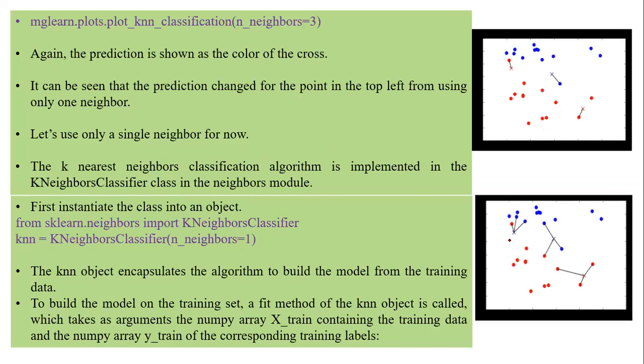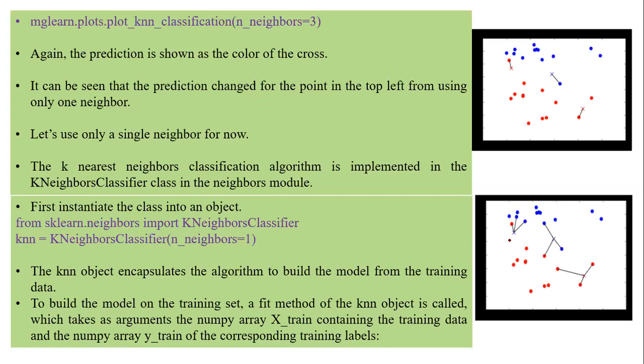So what does this mean? It can be seen that the prediction changed for the points in the top left corner using only one neighbor. And let's use only a single neighbor for now. The k-nearest neighbors classification algorithm is implemented in the KNeighborsClassifier in the neighbors module. So we will get the first graph if k is equal to 1, and we will get the second plot if k is equal to 3.